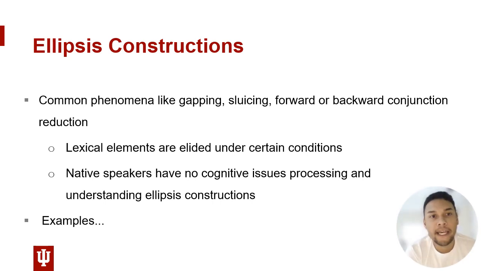So, by ellipsis constructions, what we usually refer to is common phenomena like gapping, sluicing, forward or backward conjunction reduction. So this entails the fact that lexical elements are elided under certain conditions. And native speakers have virtually no cognitive issues processing and understanding ellipsis constructions. But we note that it's not the case for other technologies such as LLMs or state-of-the-art parsers.